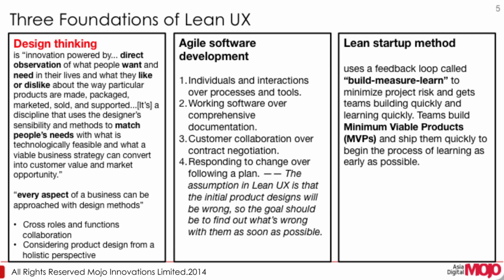The first foundation is design thinking. In design thinking, innovation is powered by direct observation of what people want and what people deeply need. Products need to solve people's problems instead of only adding features. The second foundation is agile software development. We assume our initial product design is wrong, so our goal is to find out what's wrong with our idea and then try to improve and solve the problem as soon as possible.